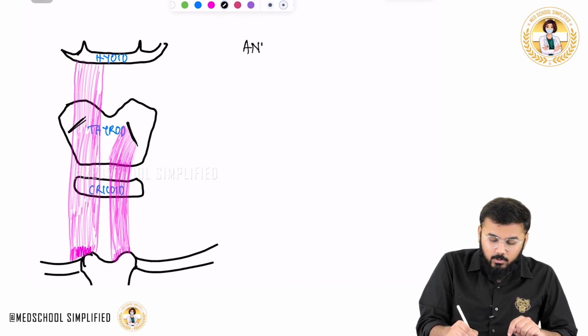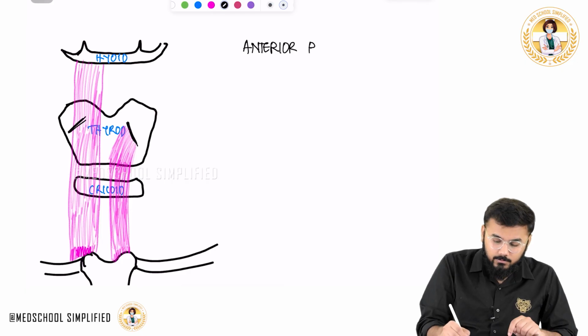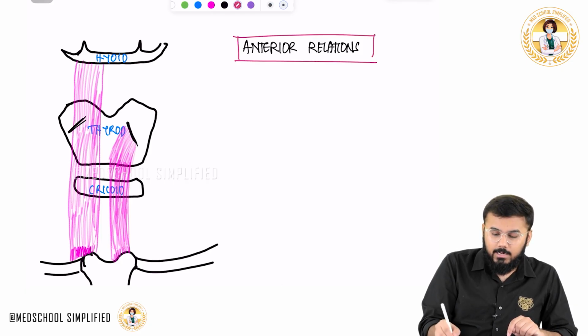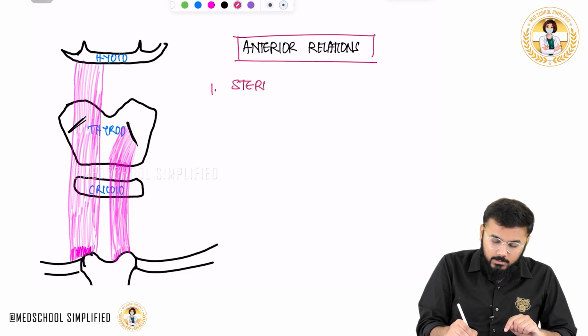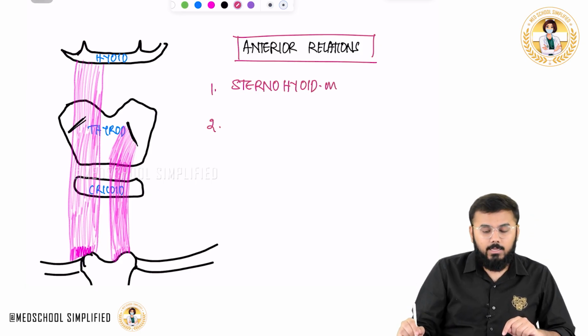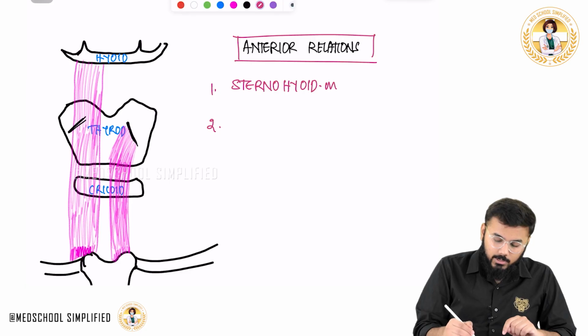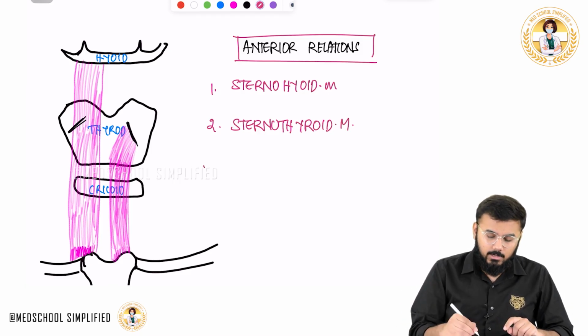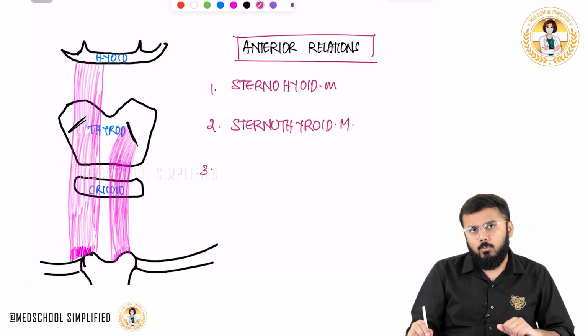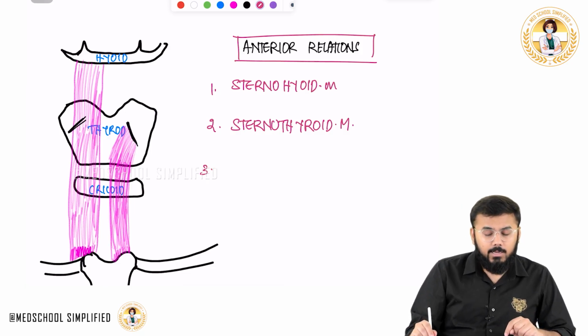So first let us discuss the anterior relations. Now when it comes to the anterior relations, the first muscle, what is that? Sternum to hyoid, sternohyoid muscle. Second important thing, sternum to thyroid, sternothyroid muscle. Third important thing is omohyoid. Within the omohyoid, we have two important parts. One is called the superior belly of omohyoid. Another one is called the inferior belly of omohyoid.